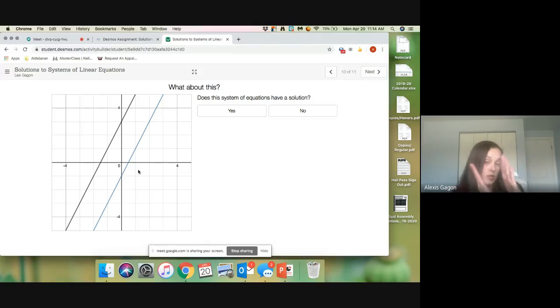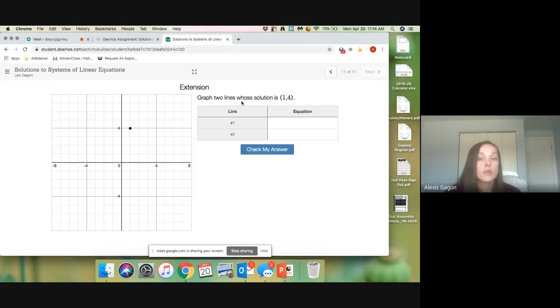This one, see, those are parallel. Remember, parallel lines never have a solution, so that one would be no. And then this last one, you just want to graph 2 lines that have this. So just play around with it, and then you can check your answer.